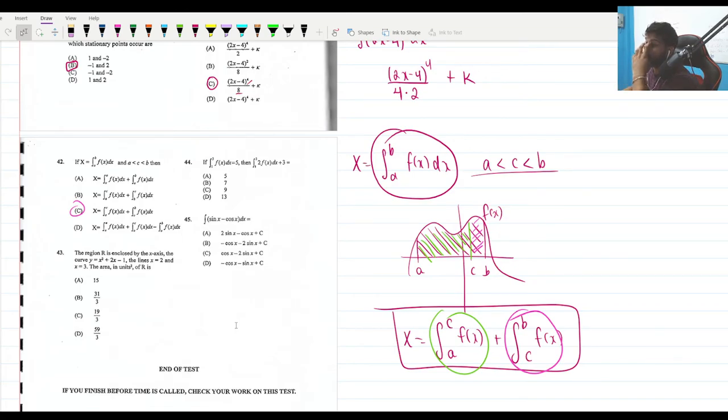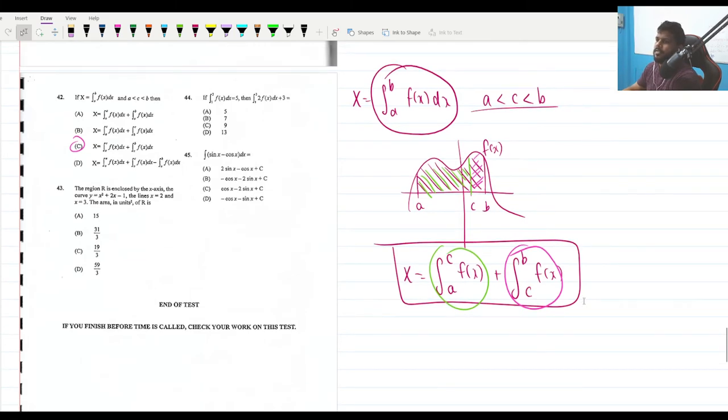The region R is enclosed by the x-axis, alright? So they actually want us to calculate the area of this here. The x-axis, the lines 2 and 3, so 3 goes on top, 2 goes below, x squared plus 2x minus 1 dx. So we have some substitution to do over here.